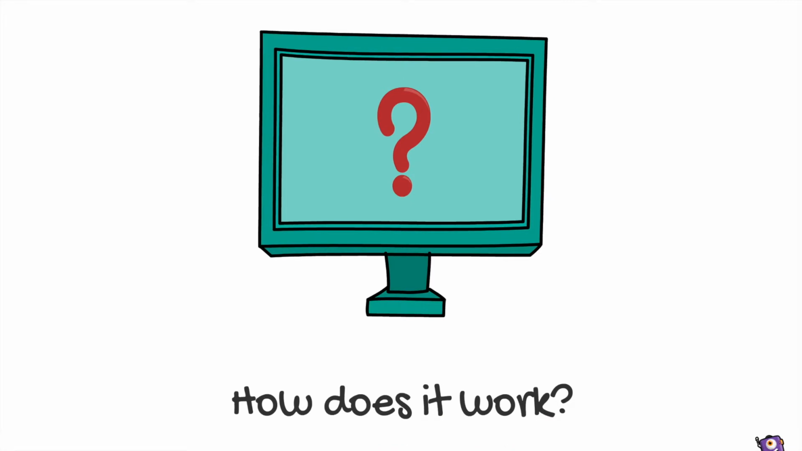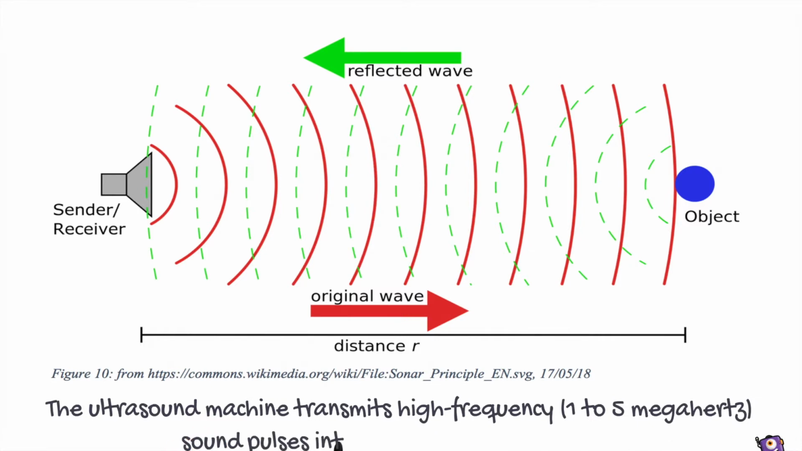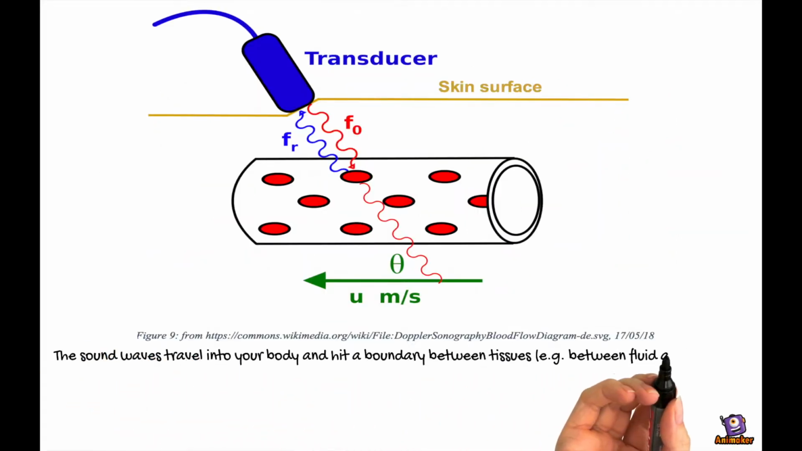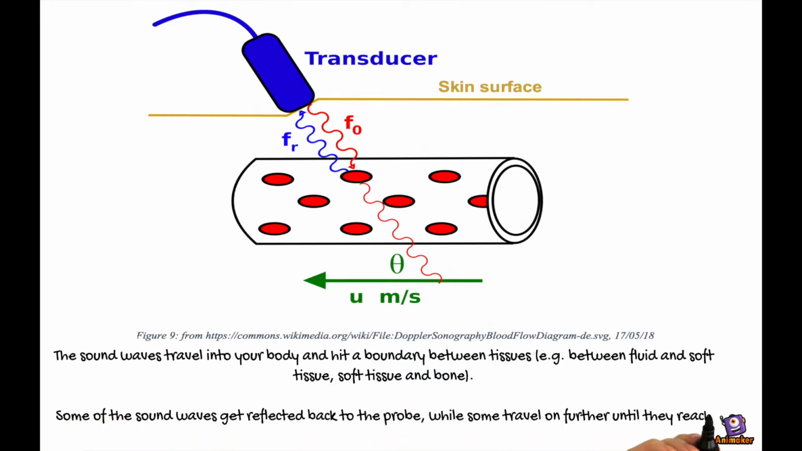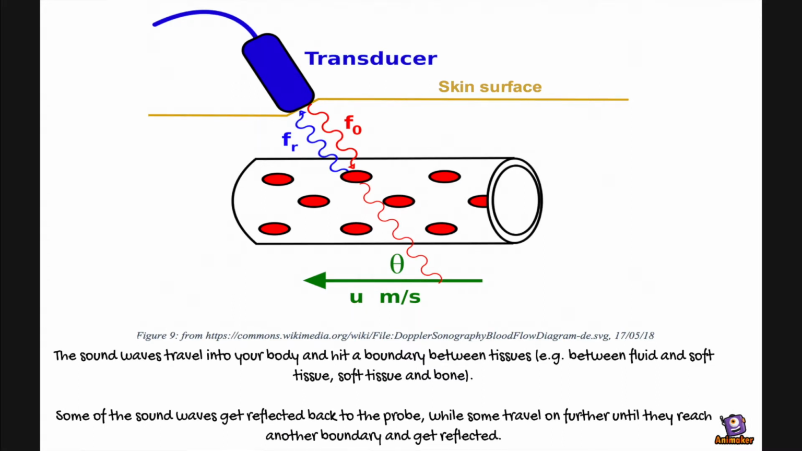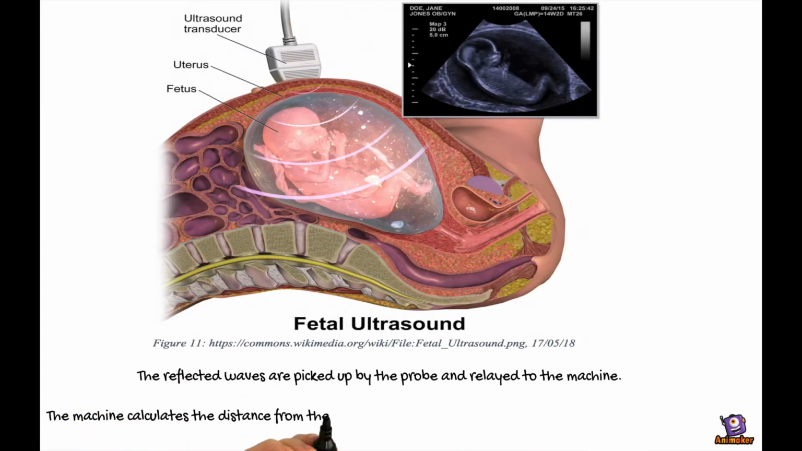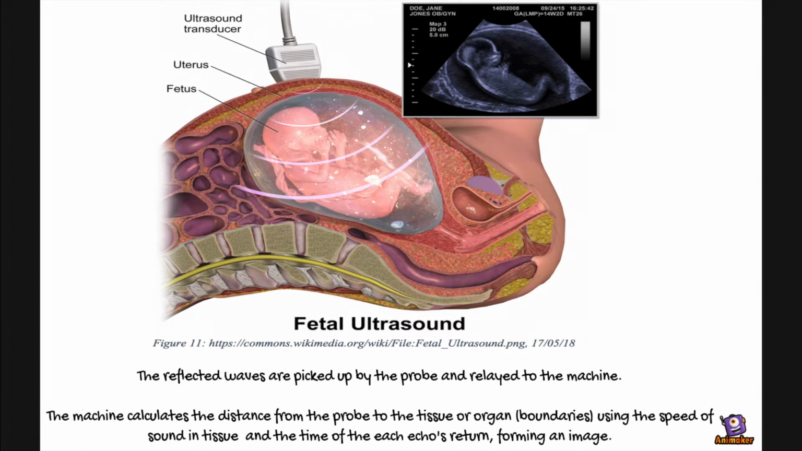How does it work? The ultrasound machine transmits high-frequency, approximately 1 to 5 MHz, sound pulses into your body using a probe. The sound waves travel into your body and hit a boundary between tissues. Some of the sound waves get reflected back to the probe, while some travel on further until they reach another boundary and get reflected. The reflected waves are picked up by the probe and relayed to the machine. The machine then calculates the distance from the probe to the tissues using the speed of sound in tissues and the time each echo takes to return, forming an image.